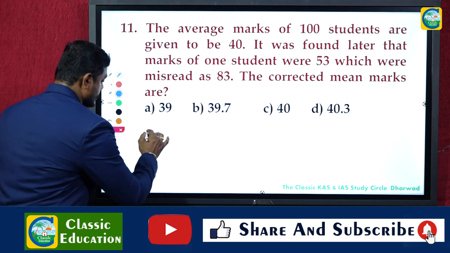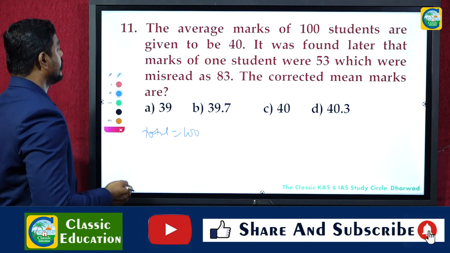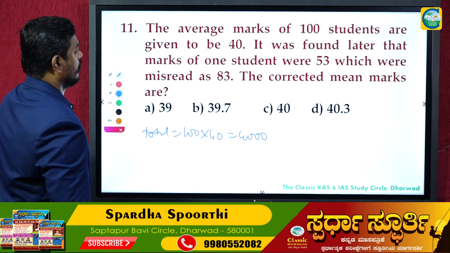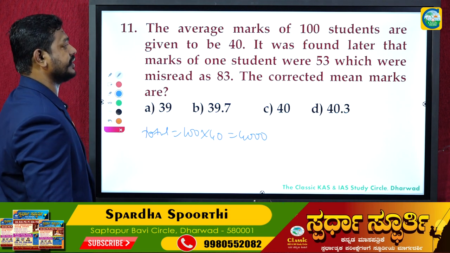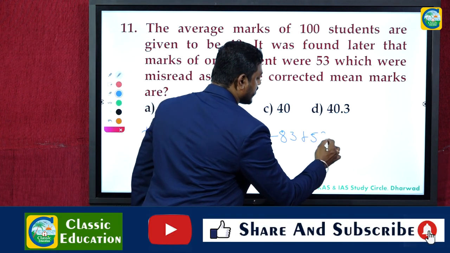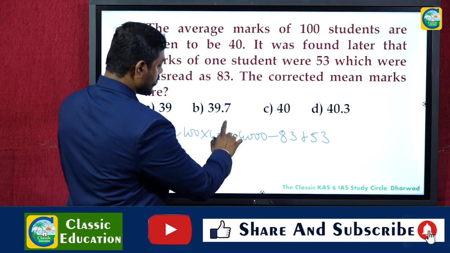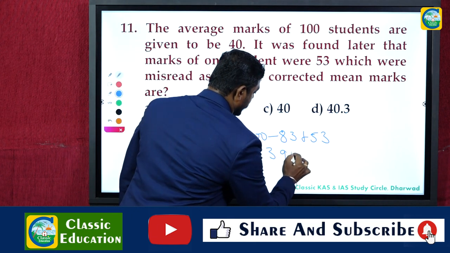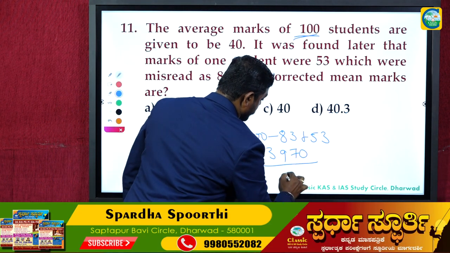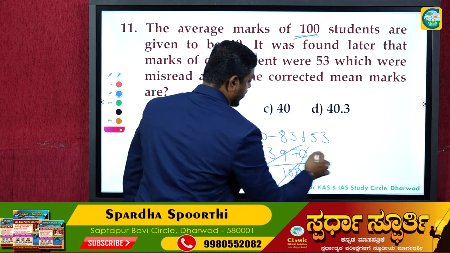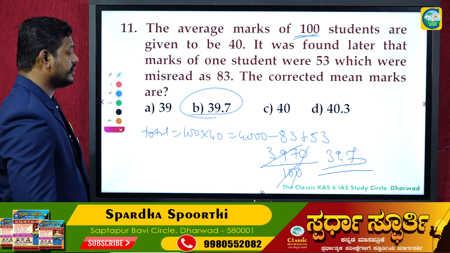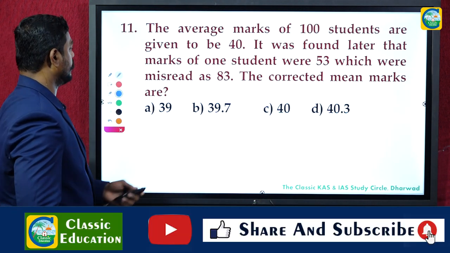The total number of students is 100 and the mean is 40, so the total is 4000. Later it was found that one student's marks were 53, which were misread as 83. So we subtract 83 and add the correct 53: 4000 minus 83 plus 53 gives 3970. Then dividing by 100 students, we get 39.7. The exact answer is B, 39.7. Okay, friends, let me go for the next question now.